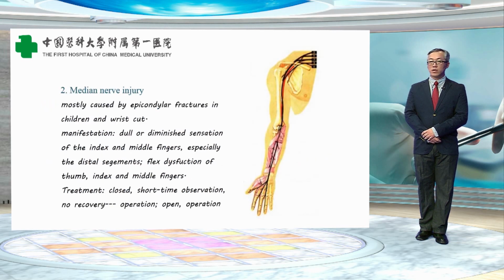Second, median nerve injury. On this map, you can see dark lines that indicate the median nerve. Mostly, median nerve injury is caused by supracondylar fractures in children and sometimes by wrist cuts. Manifestation: dull or diminished sensation of the thumb, index, and middle fingers, especially the distal segments. Flexion dysfunction of thumb, index, and middle fingers. Treatment: if the injury is closed, we can keep short-term observation. If there is no sign of recovery, we need an operation. For open injury, we give an operation.